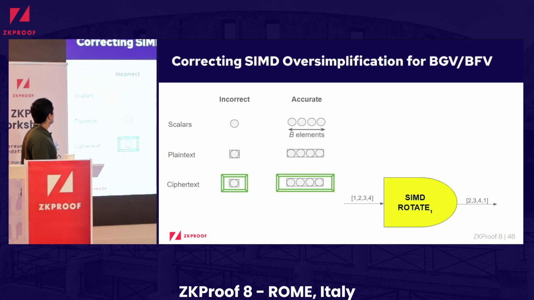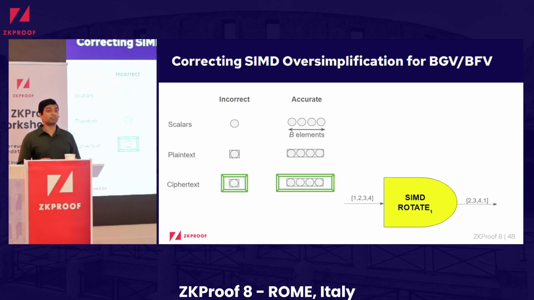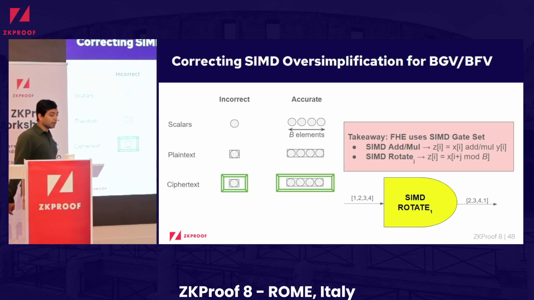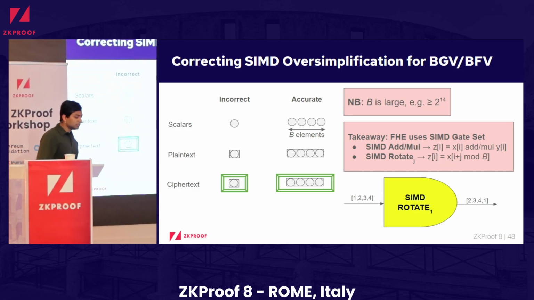Right. And so an oversimplification that we had earlier is I was pretending like a ciphertext encrypts just one scalar, but in reality, a ciphertext encrypts a vector of scalars, B elements, let's say. And FHE's gate set is not just addition and multiplication, it's actually SIMD addition, SIMD multiplication, and something called rotation, which allows you to do things in between slots. And again, these are just like element-wise addition, element-wise multiplication. And as a note, you shouldn't think of B as being a small constant. It's concretely very large, like at least 16,000, let's say.